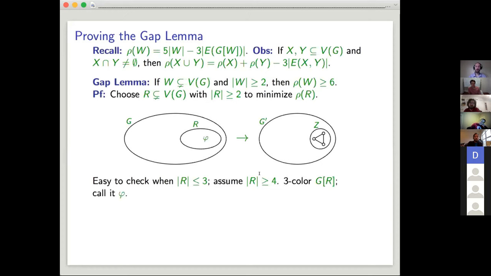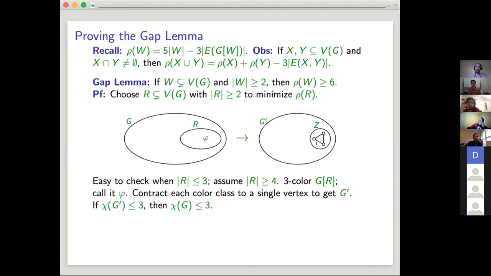And here's what we're going to do. We know we can 3-color this thing by minimality or by induction. Now you're going to contract each of those color classes down to a single vertex. So you have some 3-coloring of the subgraph induced by R, and you identify all the vertices colored 1 into a single vertex that will be colored 1, all the vertices colored 2 into a single vertex colored 2, and same for 3. Then if the edges aren't there, you add in these edges between 1, 2, and 3, and you delete any parallel edges.